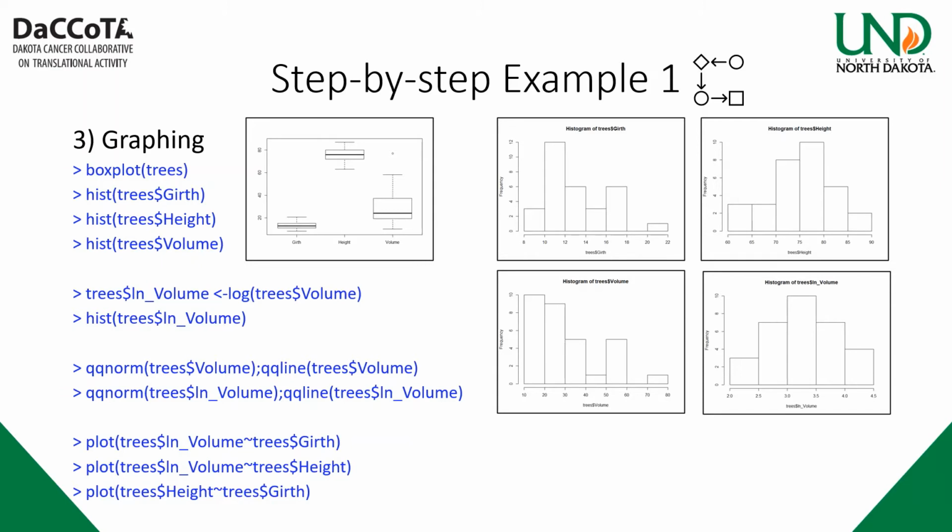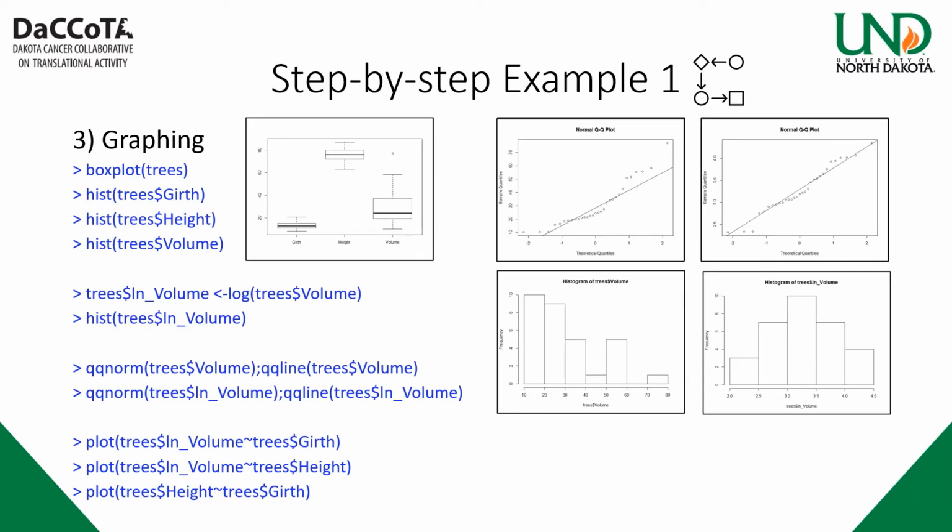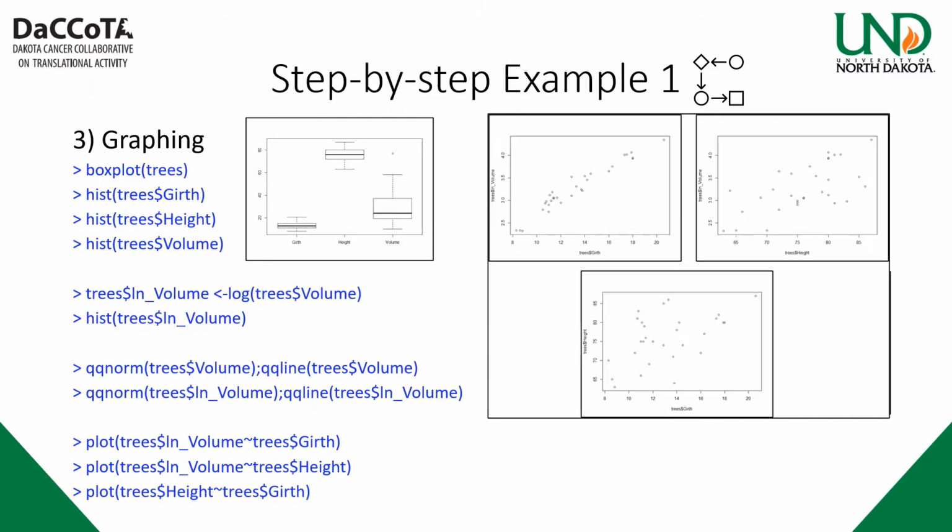So from now on, let's use natural log of volume, and we can do QQ plots with QQ norm and line to look at another way to test for normality for both volume and log of volume, and we see that, yeah, for the actual volume it doesn't really fit the line very well, though when we transform it, it gets a lot better. And then we can look at scatter plots of the variables.